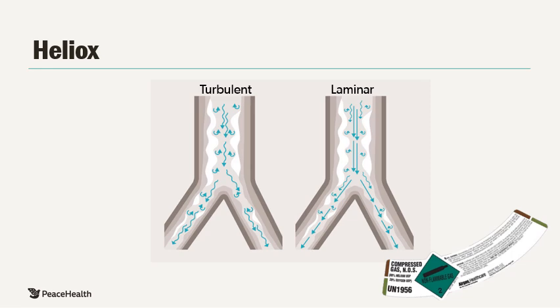On the left, we have room air passing through the airways. As you can see, the air is turbulent and moving with difficulty. So this is our air hitting the walls and passing turbulently through the airways. On the right, we have Heliox passing through the airways. As you can see, the air is moving more laminar, allowing the gas to pass a lot easier through the airways.